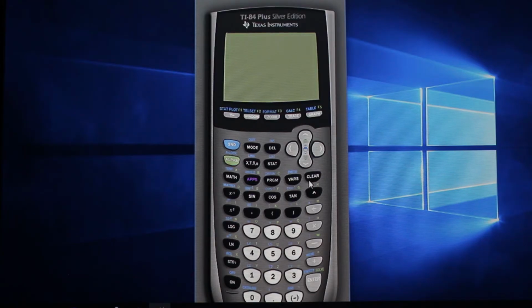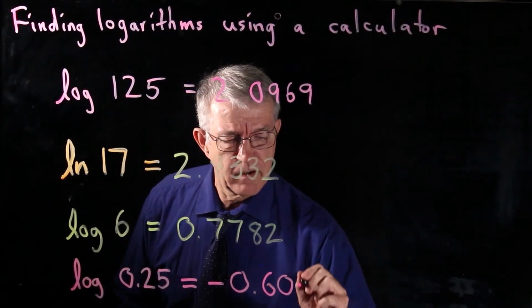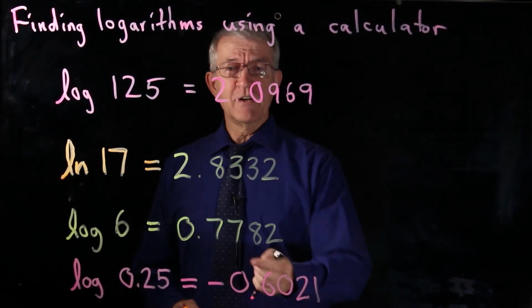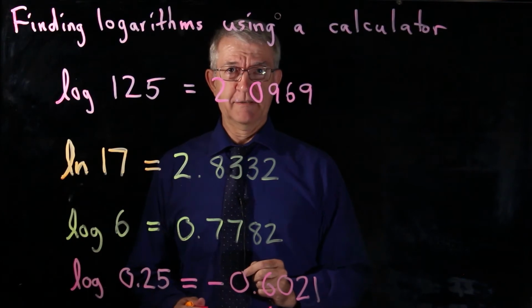Here we are trying to calculate the logarithm of 0.25. Press the log button, enter my 0.25. I'm lazy, I'm leaving off the closing parenthesis. I press enter, and there's my answer, negative 0.60205999913. And yes, remember we were expecting a negative. And again, here's our answer rounded to 4 digits.